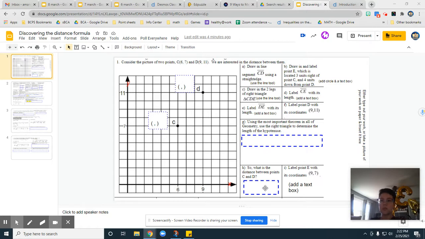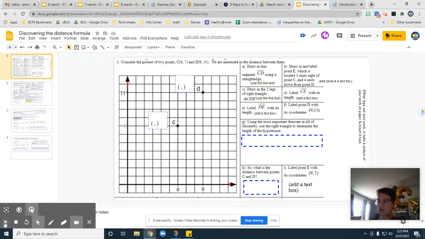So what you're going to need to do is open up your copy of Discovering the Distance Formula. I'll walk you through the first few steps and you will finish slides 3 and 4 on your own. It says consider the picture of the 2 points C (6, 7) and D (9, 11). We are interested in the distance between them.